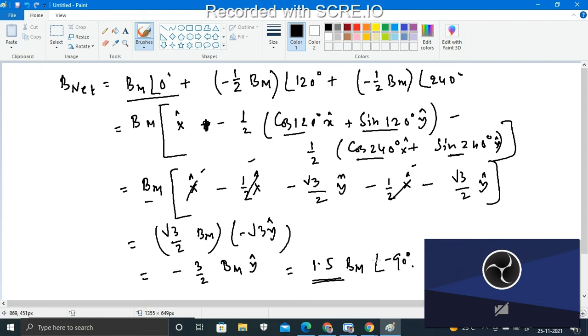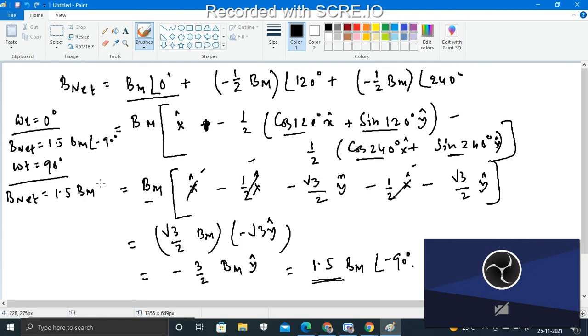So what is actually my observation when omega t equals 0. So for that case we have B net equal to 1.5 Bm at an angle minus 90 degree. Okay, so when omega t equals 90 degree, here also my value of B net equals 1.5 Bm at an angle 90 degree. So what is actually the observation?